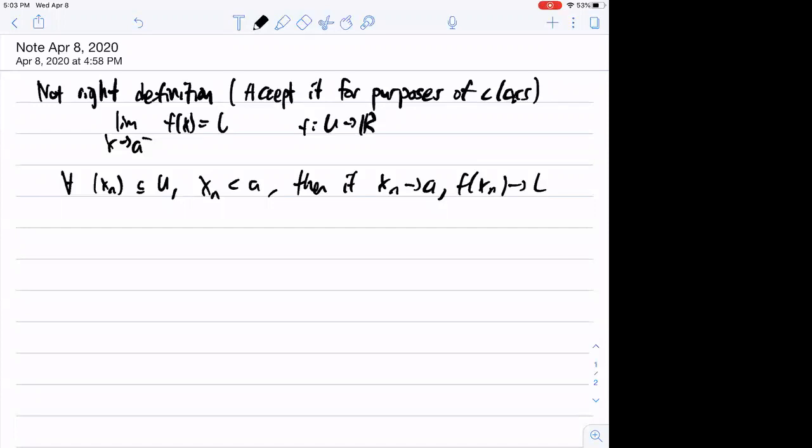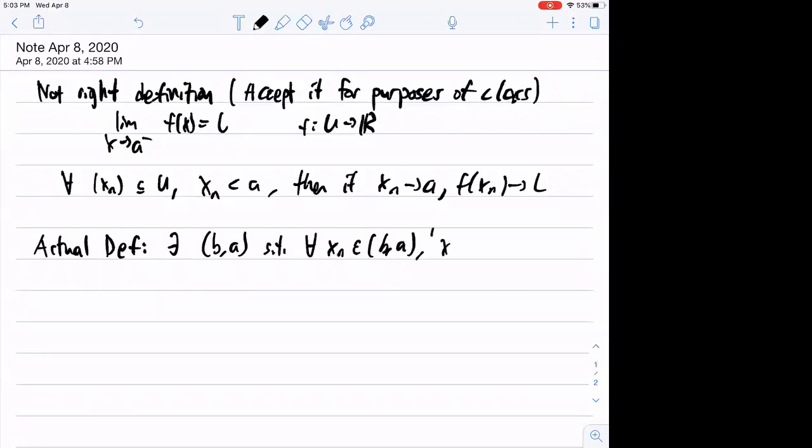So the actual definition has something like: there exists some interval, there's some interval like a to b. Sorry, since we're coming from the left, b to a, such that for all x_n in b to a, if x_n goes to a. So the book denotes this by the set S, the superscript S. The reason for this, I think Neil explains it pretty well.